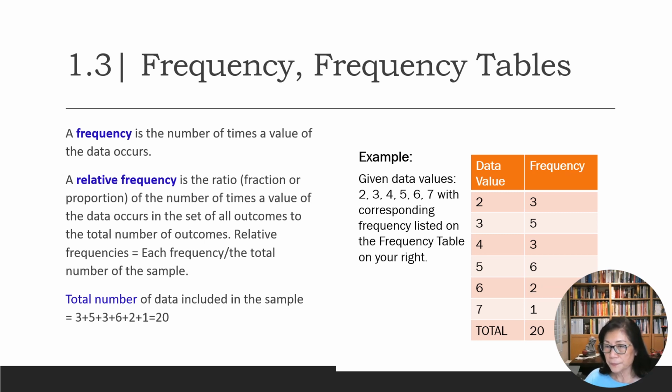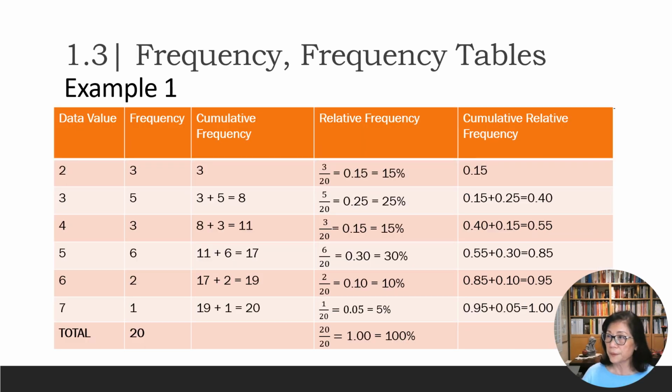Next, on to relative frequency. The relative frequency for the data value 2: we use the frequency of the data 2, which is 3, divided by the total number 20. We get 0.15 or 15%. Same thing you will do for the next class.